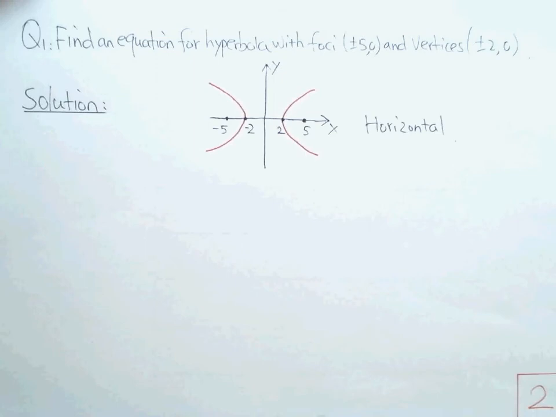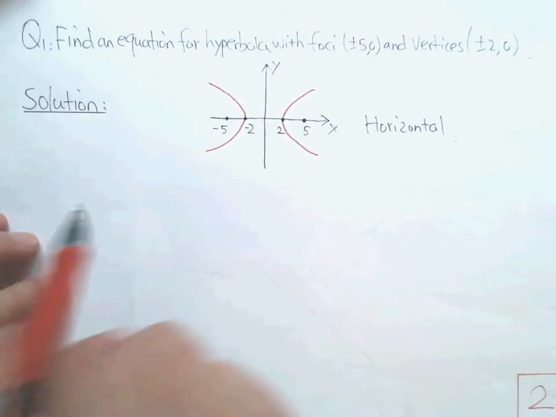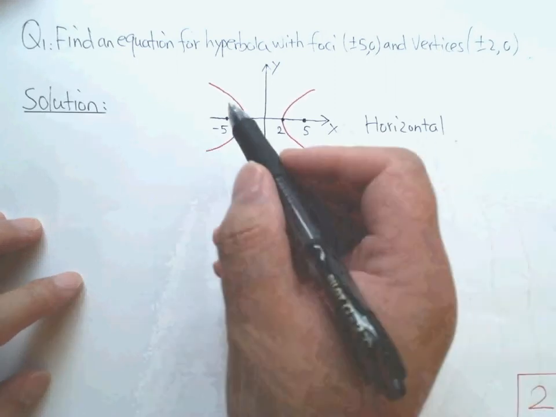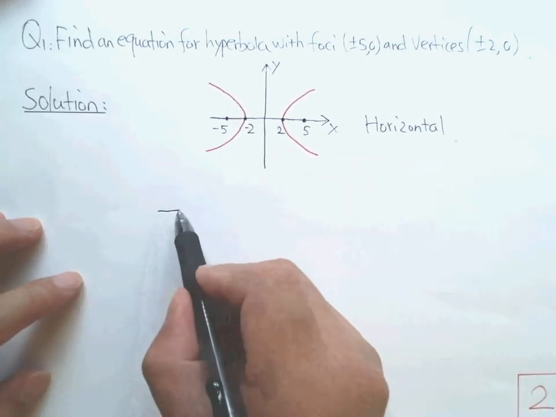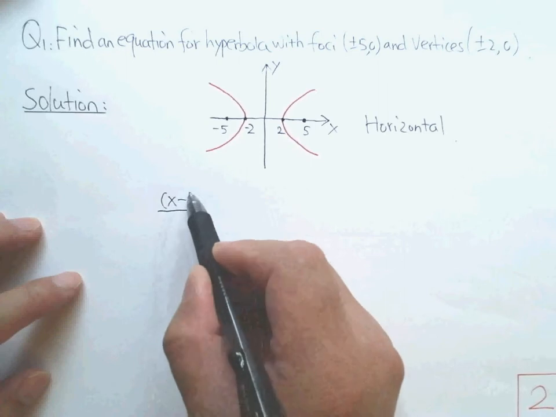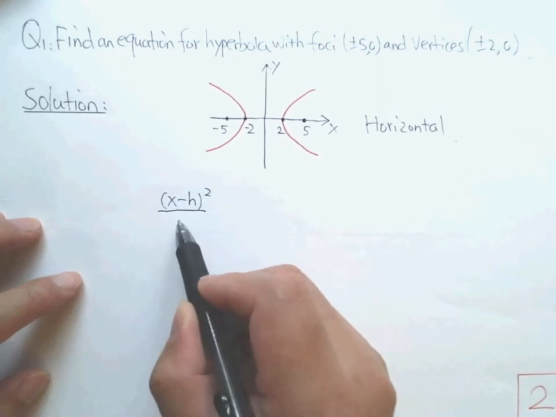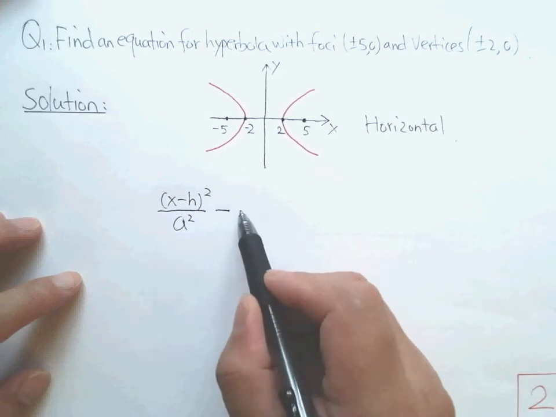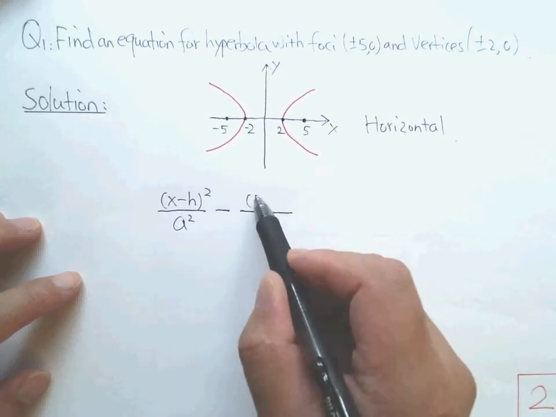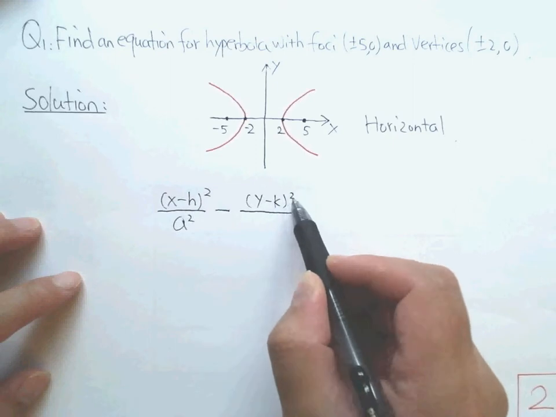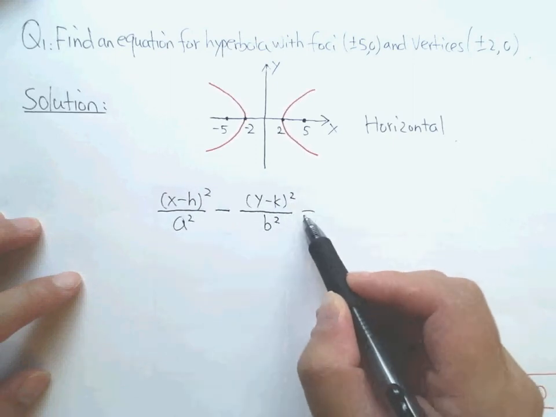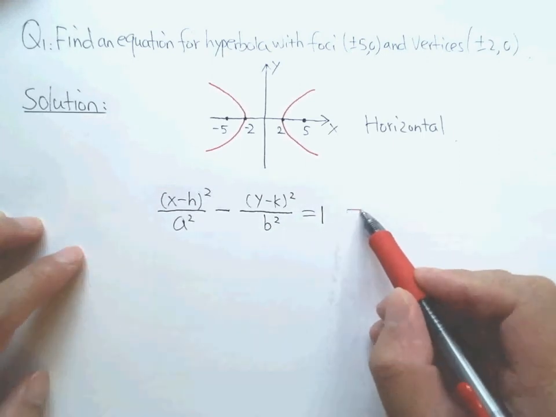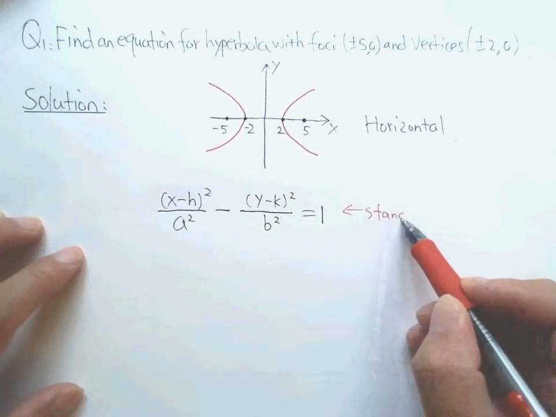If it's horizontal, we can make the standard equation, so we copy the formula. The standard equation for horizontal: x goes first. Keep in mind that x goes first: (x minus h) squared over a squared, always a first, minus, which is different from the ellipse, (y minus k) squared over b squared equals 1. This is the equation I copied, the standard equation formula.